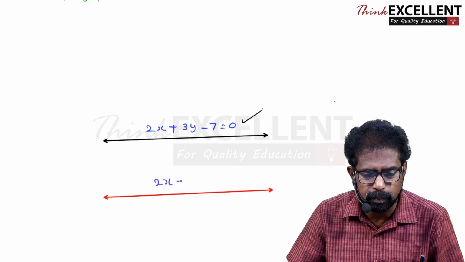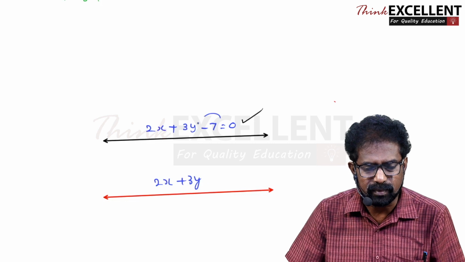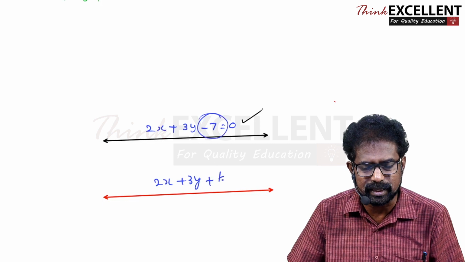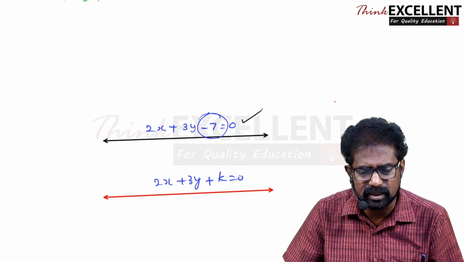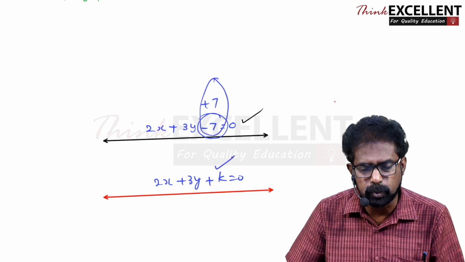அப்போ 2x plus 3y. No change in x and y. Only you change the constant. Instead of that given constant, you put plus k equal to 0. Whether they give minus 7 or plus 7 or sometimes the constant is not there, always you put plus k equal to 0.